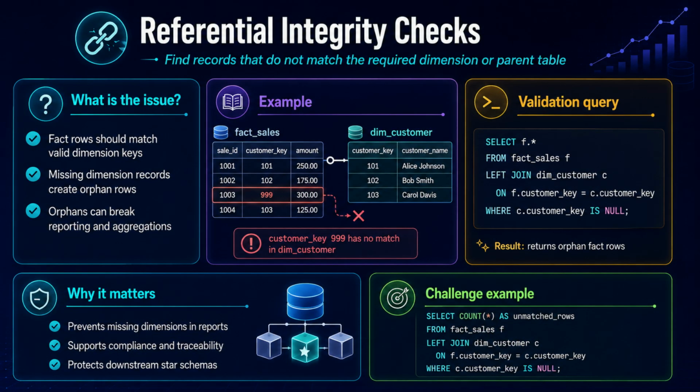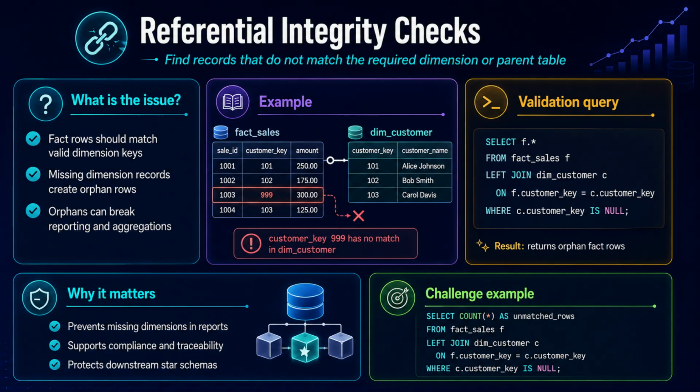Now let us talk about referential integrity, a key concept for building trustworthy data models. Referential integrity means that records in one table should correctly connect to records in another related table. In simple words, if a table contains a key, that key should exist in the table it references. A very common example is the relationship between a fact table and a dimension table.